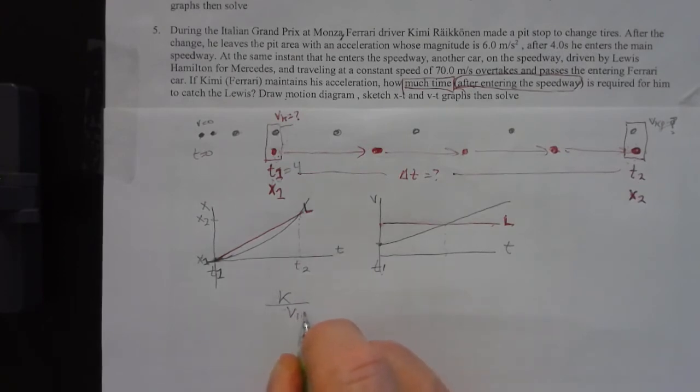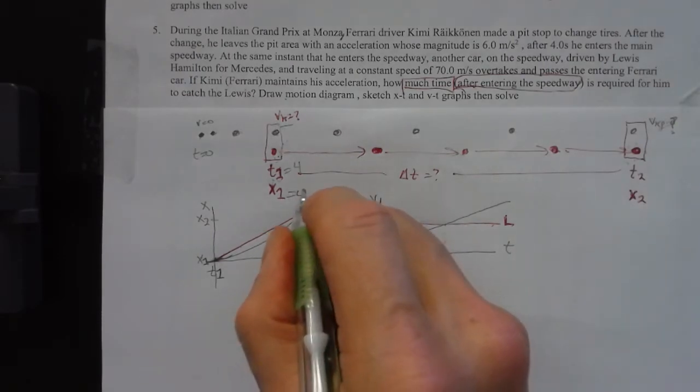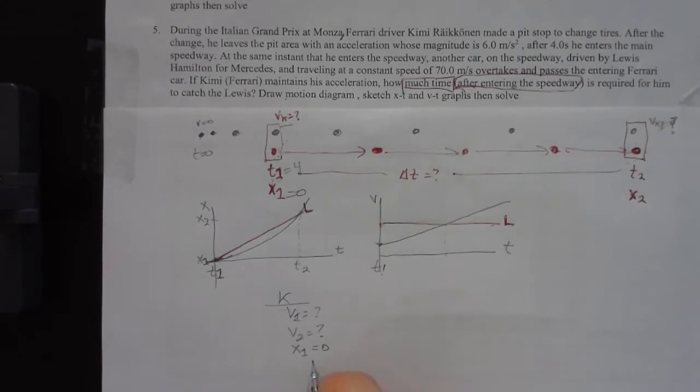Velocity initial, the velocity at 1, I don't know that. The velocity at 2, I don't know that. Position at 1, well, I'm going to make that 0. The position at 2, I don't know that. The acceleration during that time phase is 6 meters per second squared.